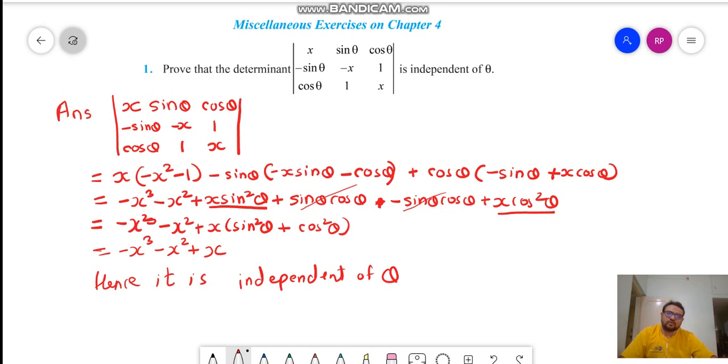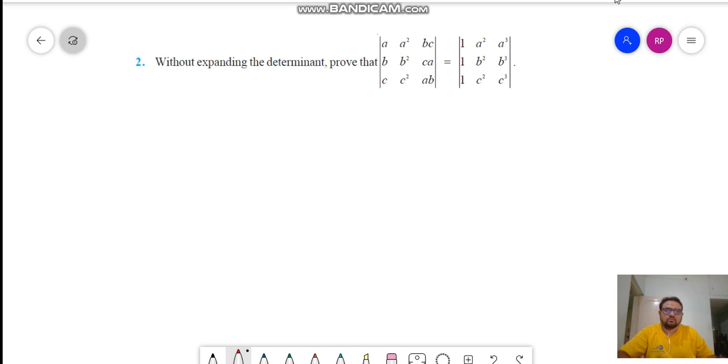Okay, now let's move to the next question. Second question is, without expanding the determinant, prove that the determinant a, a square, bc; b, b square, ca; c, c square, ab is equal to the determinant 1, a square, a cube; 1, b square, b cube; and 1, c square, c cube. Okay, so you have to prove this. Clear? So now let's start.